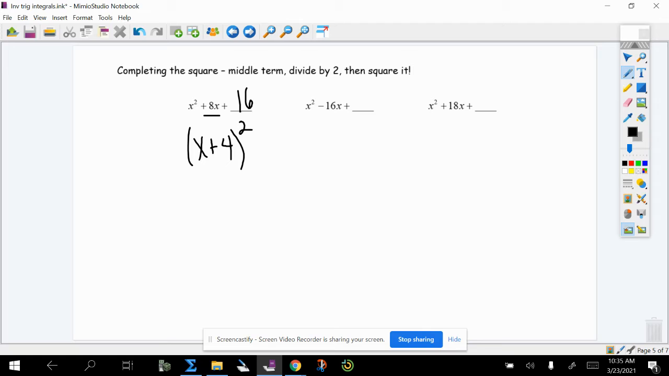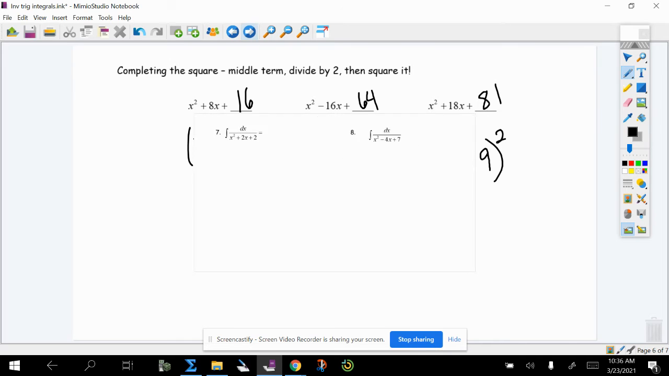That's that perfect binomial. If it's subtraction, we don't change anything about the squared. So we take half of 16, which is 8, squared is 64. But when I write it, I'm going to write it as a binomial with subtraction because that middle term was negative. And then the last one, half of 18 is 9. 9 squared is 81. So we can write it as x plus 9 being squared.